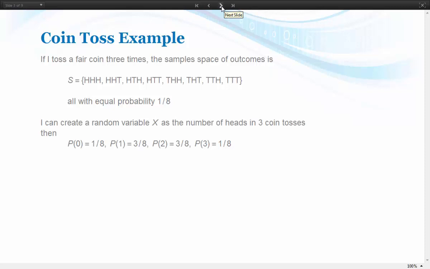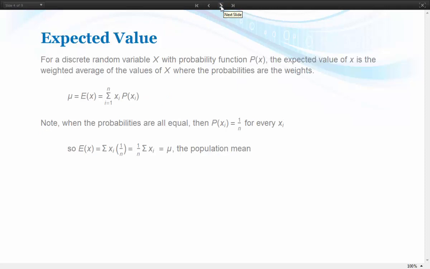So now that this is a random variable, we can calculate its mean and standard deviation. The mean of a random variable, called its expected value, is computed a little differently than the ones we've calculated before. For a discrete random variable with probability function p of x, the expected value is the weighted average of the values of x, where the probabilities are the weights. For example, we'll say that mu of this random variable, the expected value of x, is the sum of the values times the probability.